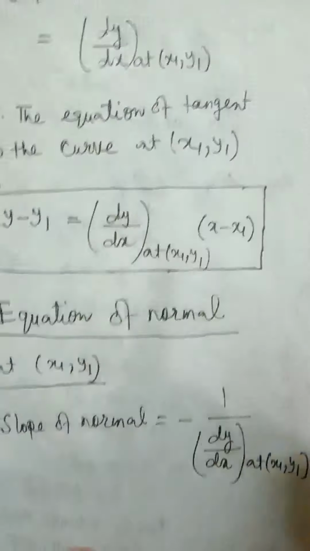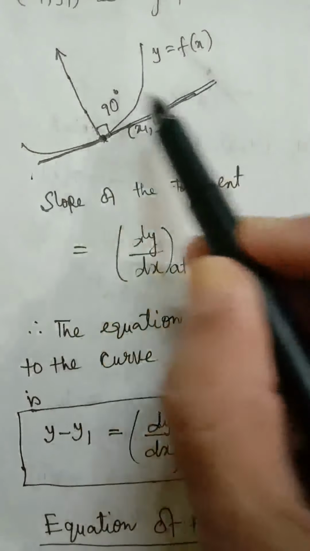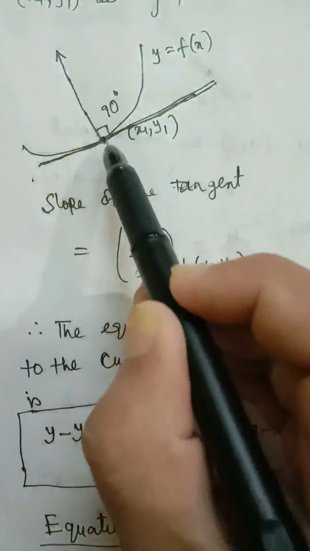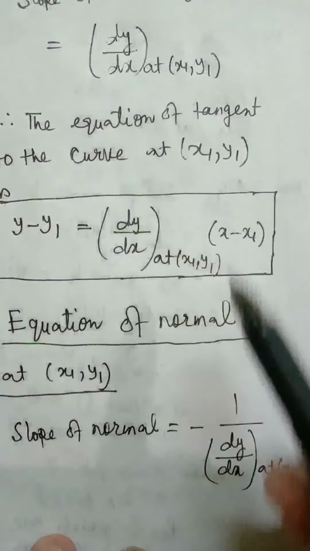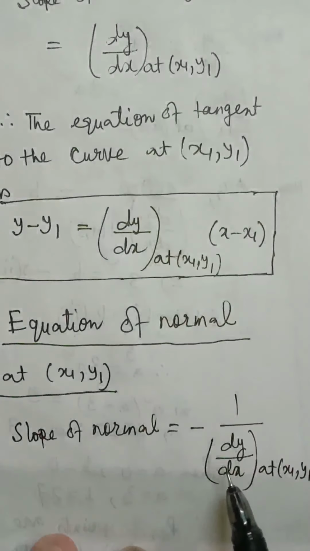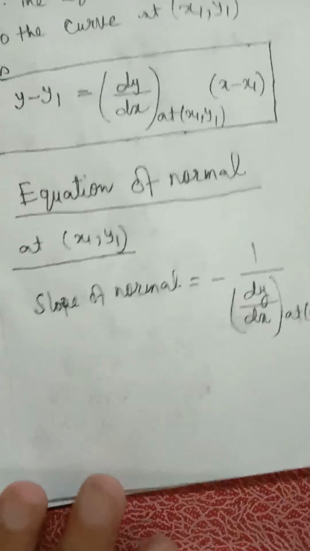This is the slope of the tangent. At the point (x1, y1), the tangent is drawn. This is the normal to the curve at (x1, y1). The slope of tangent is this, the slope of normal is this, and the product of these two, the product of the slope of tangent and the slope of normal, is minus 1. So this is the slope of the normal at the point (x1, y1).